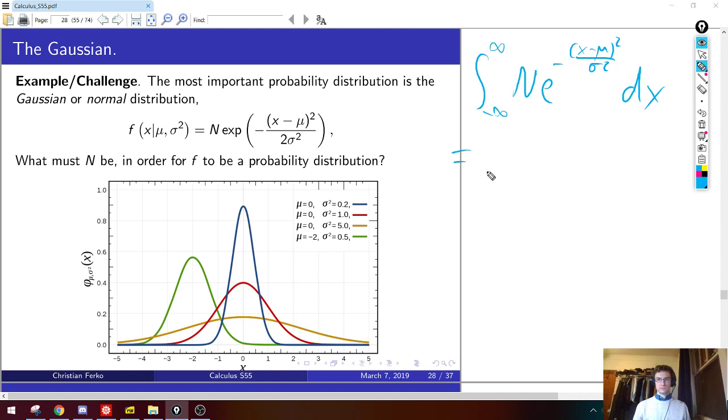I think we can pull the n out, assuming it's constant. Yeah, and it is. Good. I'm thinking about if we can evaluate this integral. We can. A u sub might be helpful, though.